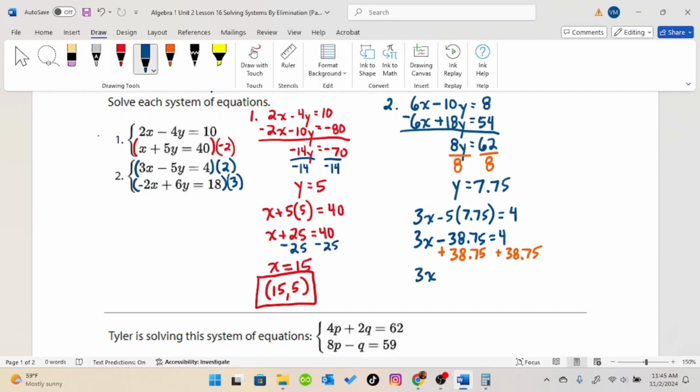Negative 38.75 plus 38.75 is 0. And 4 plus 38.75 is 42.75. The opposite of multiplying by 3 is dividing by 3. 3 divided by 3 is 1, so this just leaves us x.